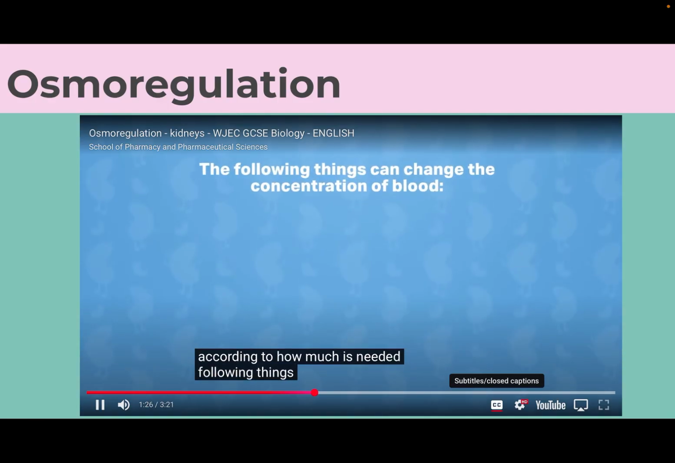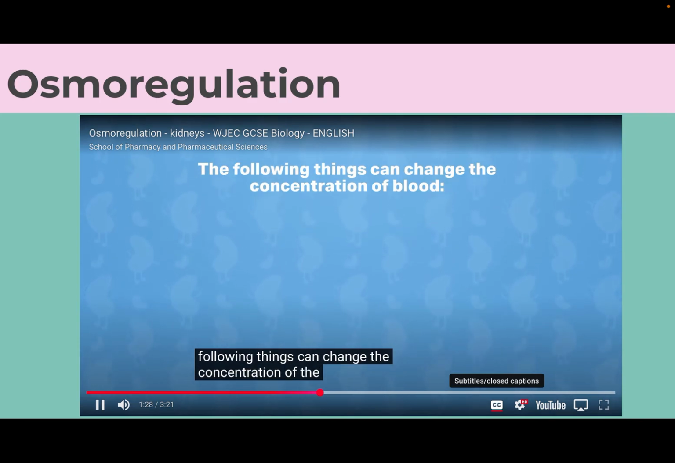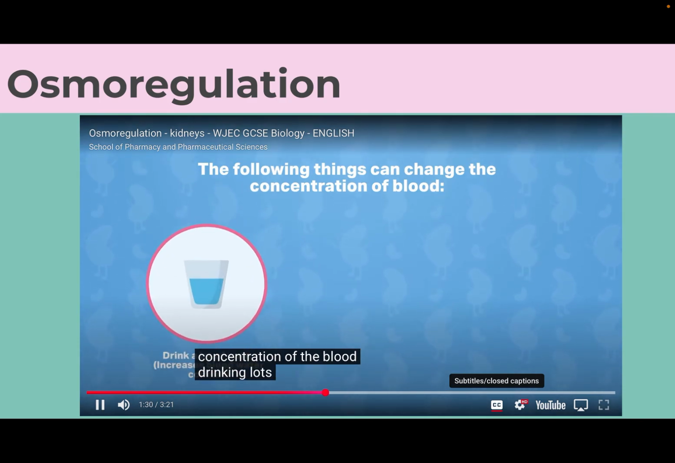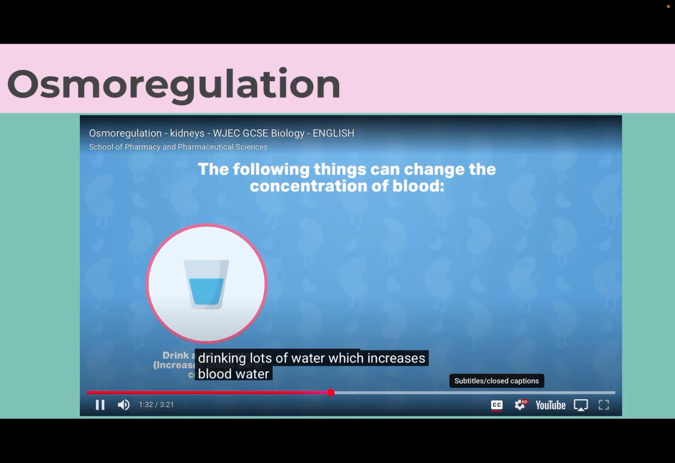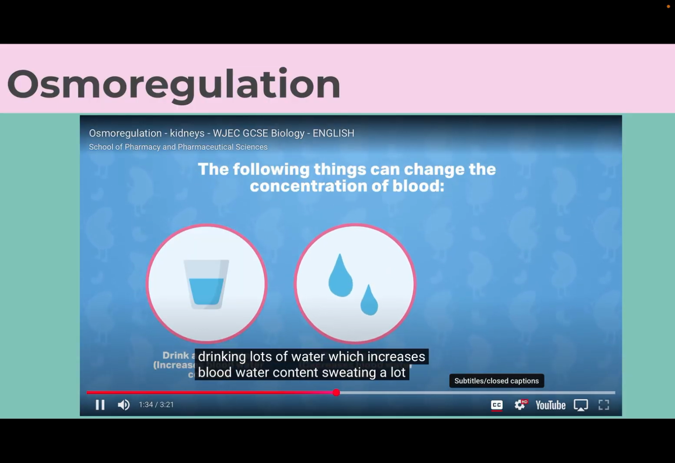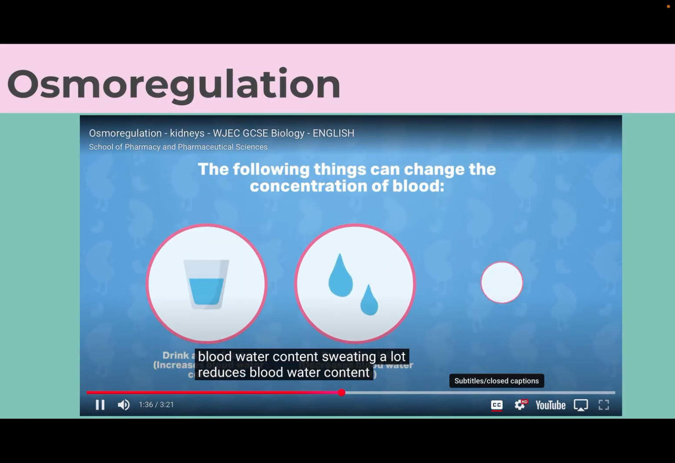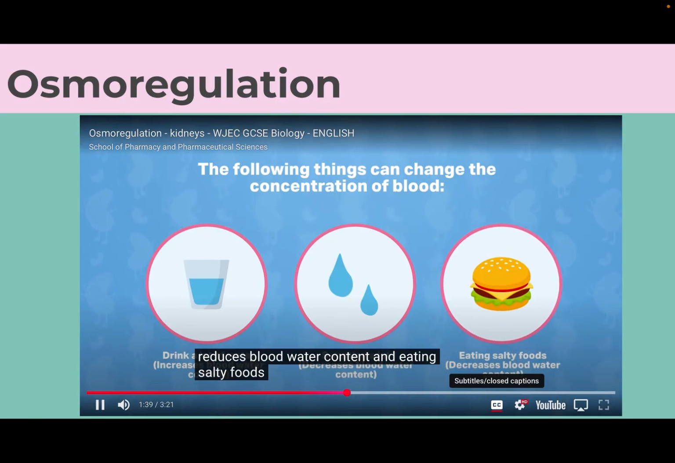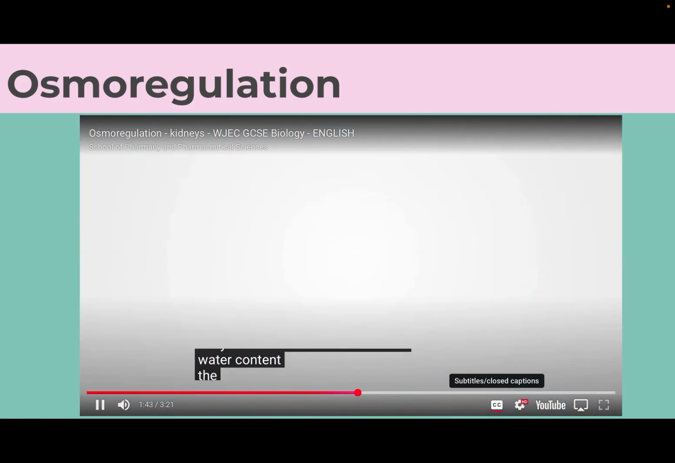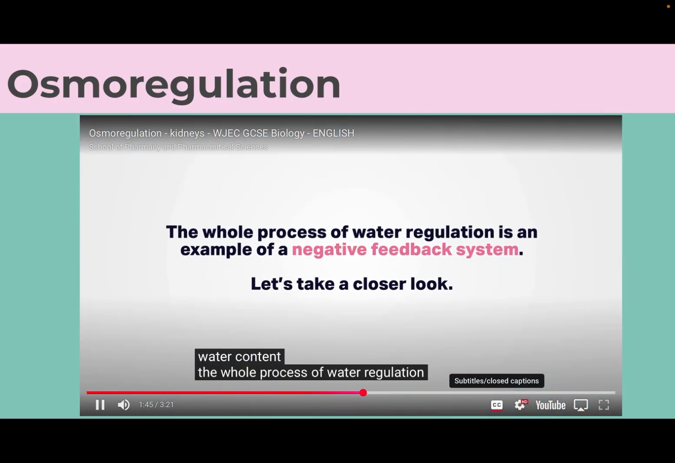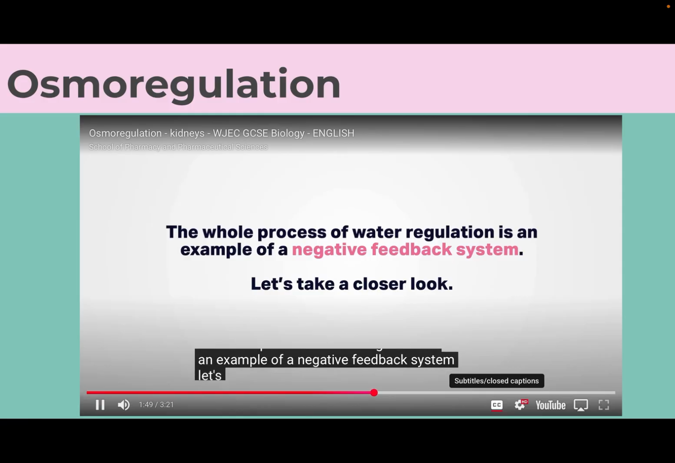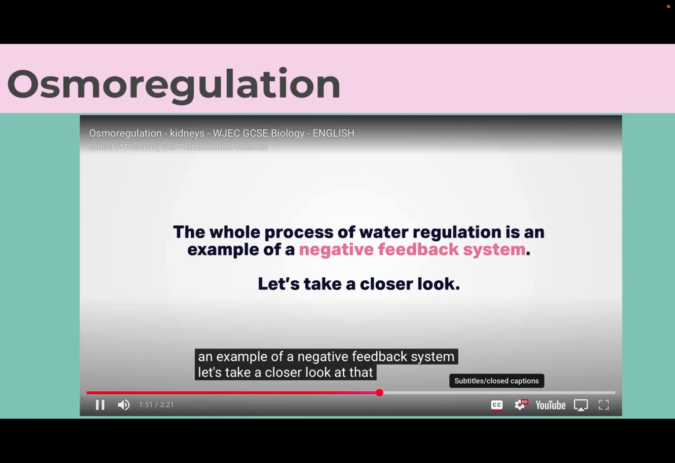The following things can change the concentration of the blood: drinking lots of water, which increases blood water content, sweating a lot, which reduces blood water content, and eating salty foods. This also reduces blood water content. The whole process of water regulation is an example of a negative feedback system. Let's take a closer look at that.